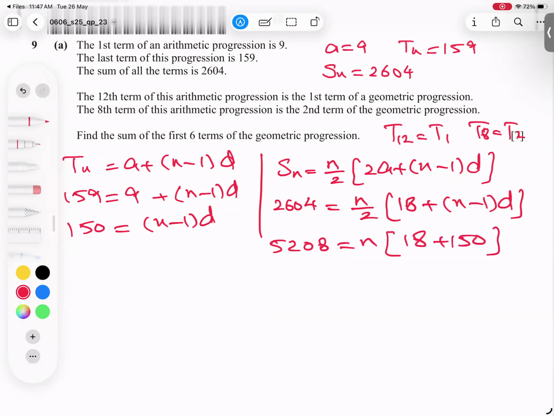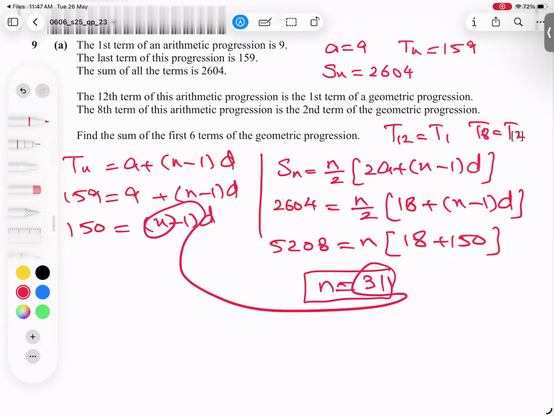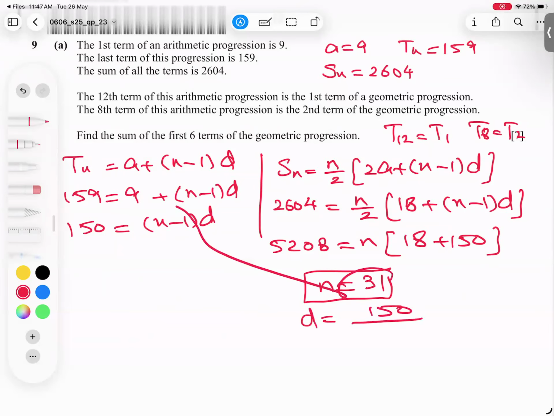If I add, and divide on the other side, it means this adds and divides there. 5208 divided by 168, I get 31. So the term number is clear, and this 31 I'm going to plug in here. So d is 150 over 31 minus 1, which is 30. And the common difference is 5.